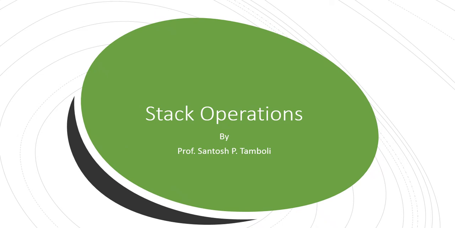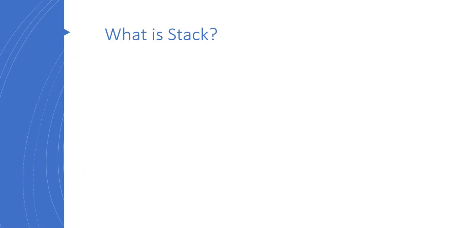Today we will see stack operations. So before we see operations performed on the stack, let's see what is stack. Stack is nothing but a linear data structure. Why is it called a linear data structure? Because the organization of data in stack is in linear fashion, or we can say in sequential manner.